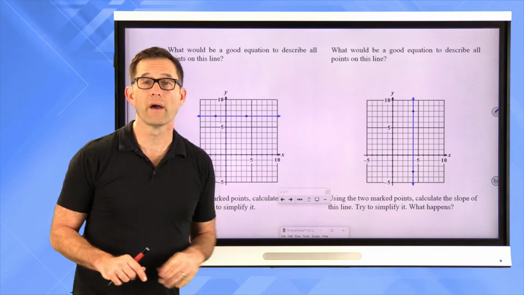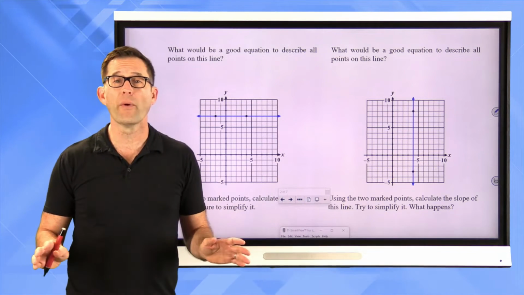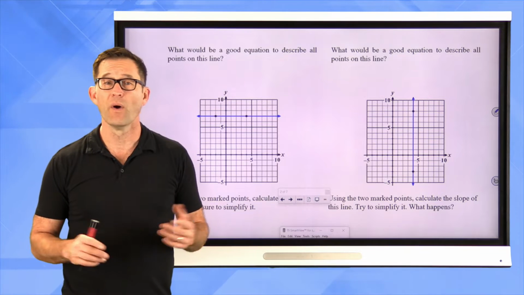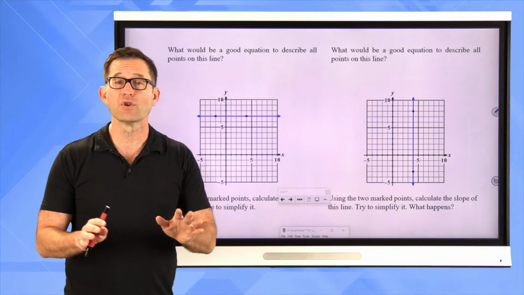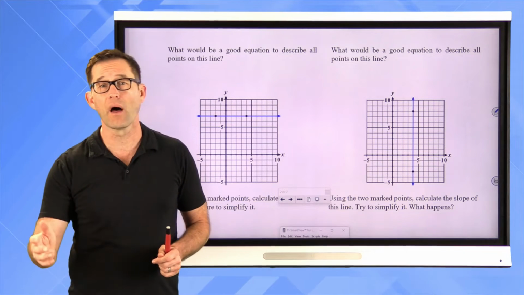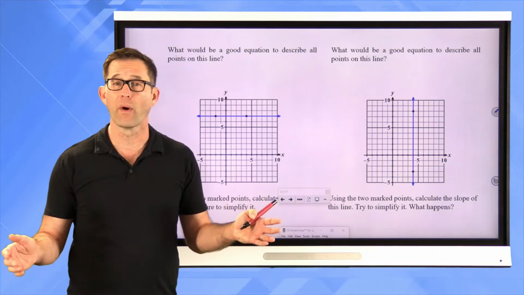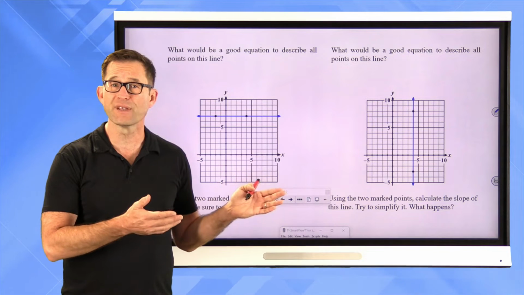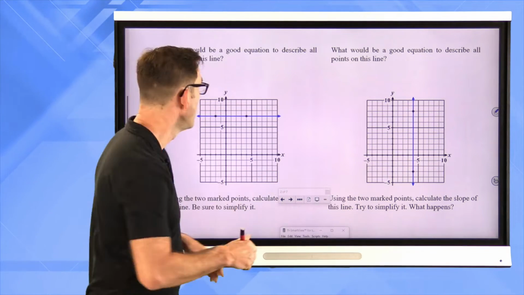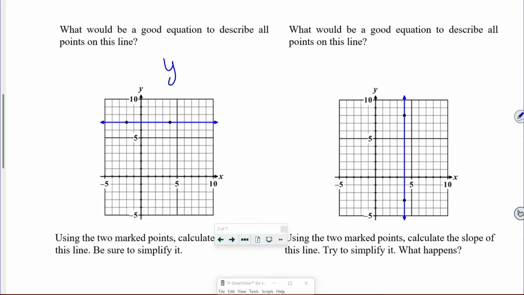And this brings us to a very simple thing in the second part of this problem. What would be a good equation to describe all points on this line? We're talking about the horizontal line right now. Well, it's really simple. Any equation whatsoever should tell you something that's true about points that lie either on a line, a circle, a parabola, or whatever. And what is true about every single point on this line is that the y-coordinate is equal to 7, and so the equation of this line is y equals 7.